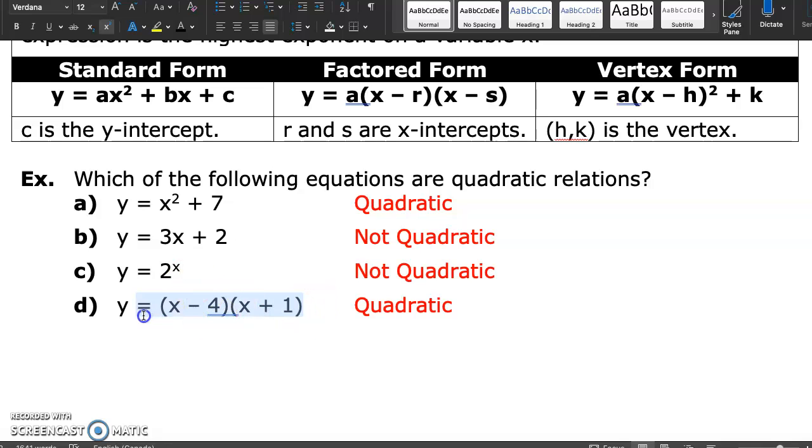And lastly, this one's challenging. We have a degree 1 here, a degree 1 here. But remember, this is a different form. This is factored form. And if we were to multiply this binomial, two terms, times this binomial, we would use FOIL. For x times x being our first, being multiplied would be x squared. So it's a little bit tricky, but it is quadratic.